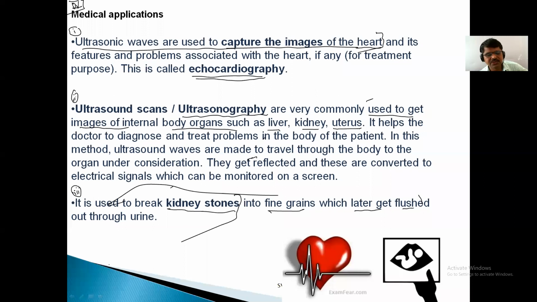It is used to break the kidney stones into small grains, into fine grains.